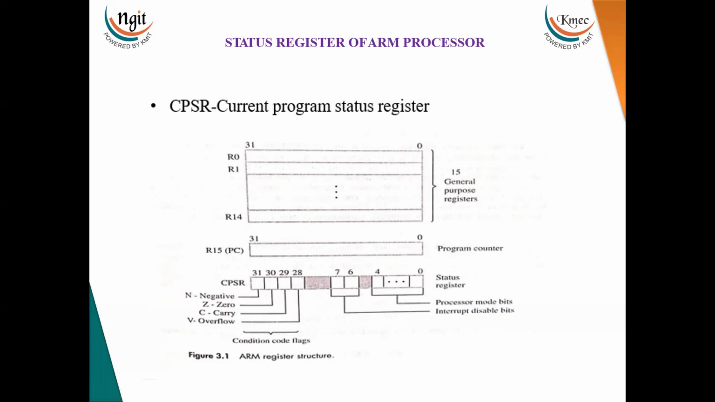Next, the 6th and 7th bits are for the interrupt disable. Already 2 types of external interrupts are there: one is IRQ and the other is FIQ. While already executing that ISR, the system should not generate the interrupt again. For that purpose, we can disable the interrupts by using these bits.